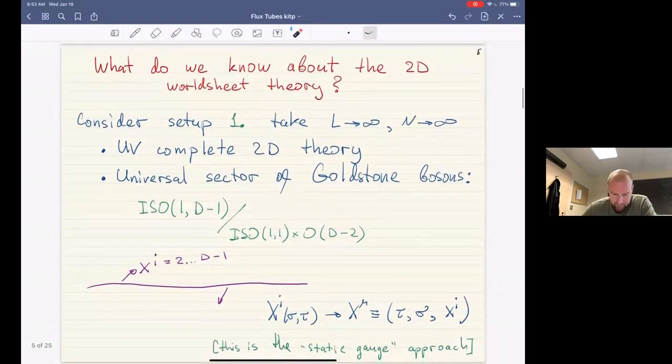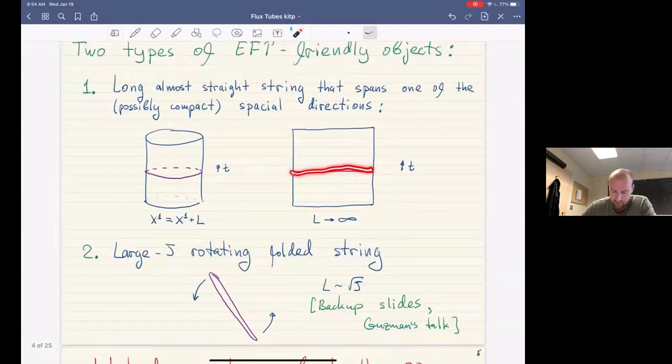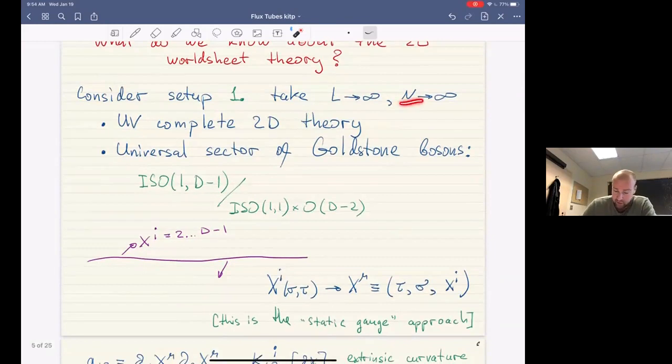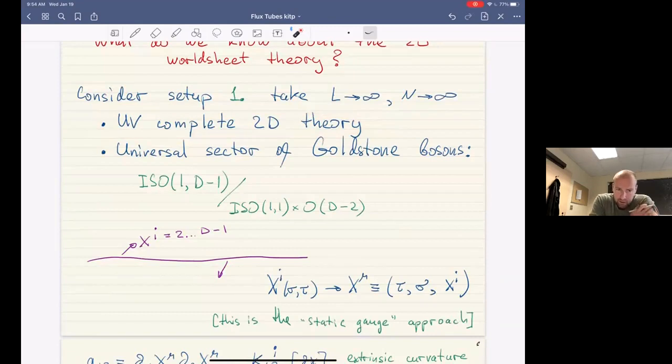So now, what do we know about the two-dimensional worldsheet theory that lives on this single long flux tube? In the N to infinity limit, the bulk or the glueballs completely decouple from it, and it is some UV complete two-dimensional theory. Now, there is in the infrared a universal sector of Goldstone bosons that are determined by the pattern of symmetry breaking. This is how I denote the Poincaré symmetry of QCD.